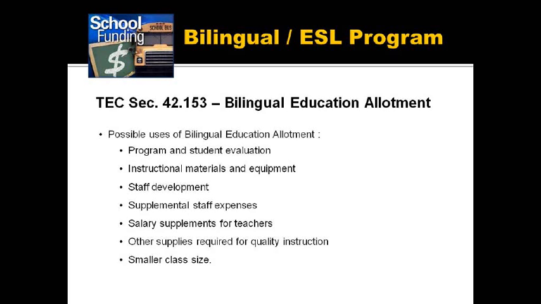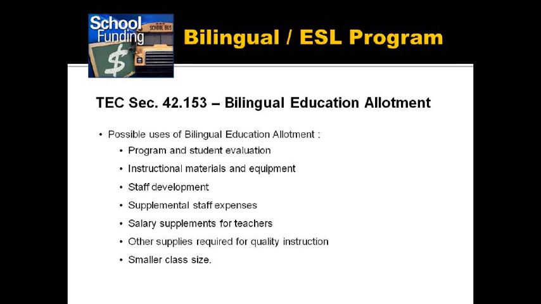State funding from TEC Section 42.153, the Bilingual Education Allotment, states that funds allocated under this section, other than indirect cost allotment established under State Board of Education rule, must be used in providing bilingual education or special language programs under Subchapter B, Chapter 29, and must be accounted for under existing agency reporting and auditing procedures.